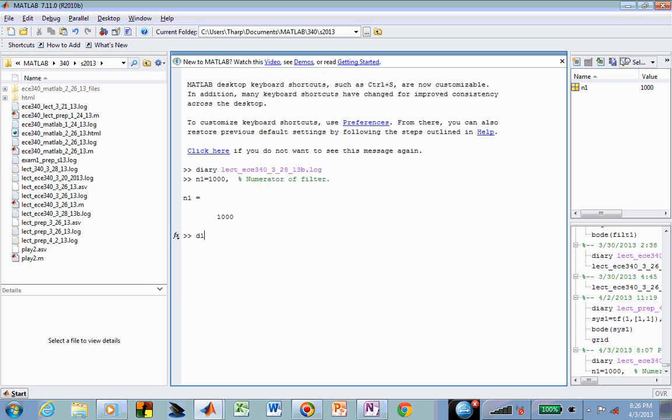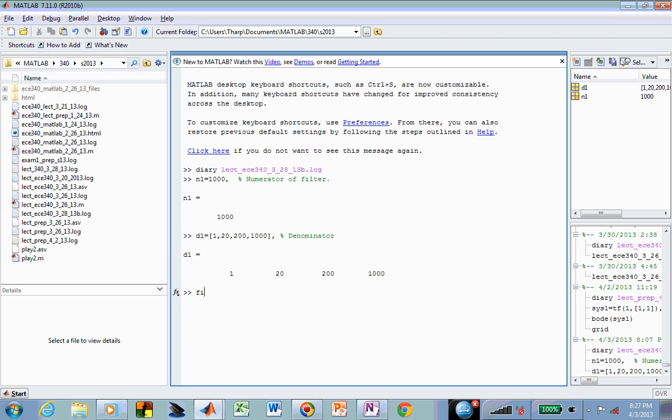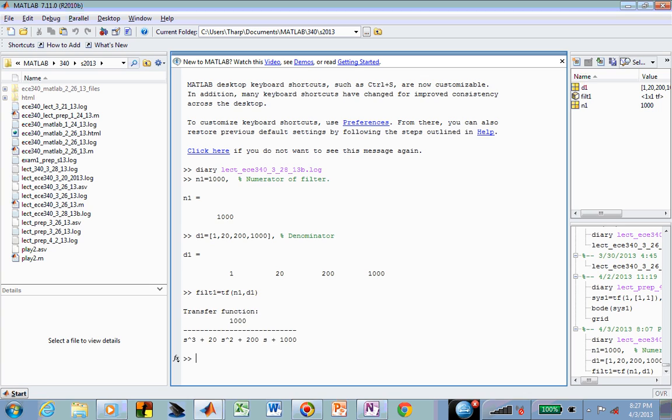We had a denominator, d1, which was cubic: s cubed plus 20s squared plus 200s plus 1,000. That's now the denominator of our low-pass filter. We can now create this object, let's just call it filter 1, as a transfer function from the numerator polynomial and the denominator polynomial. This now should be our third order low-pass Butterworth pattern filter.